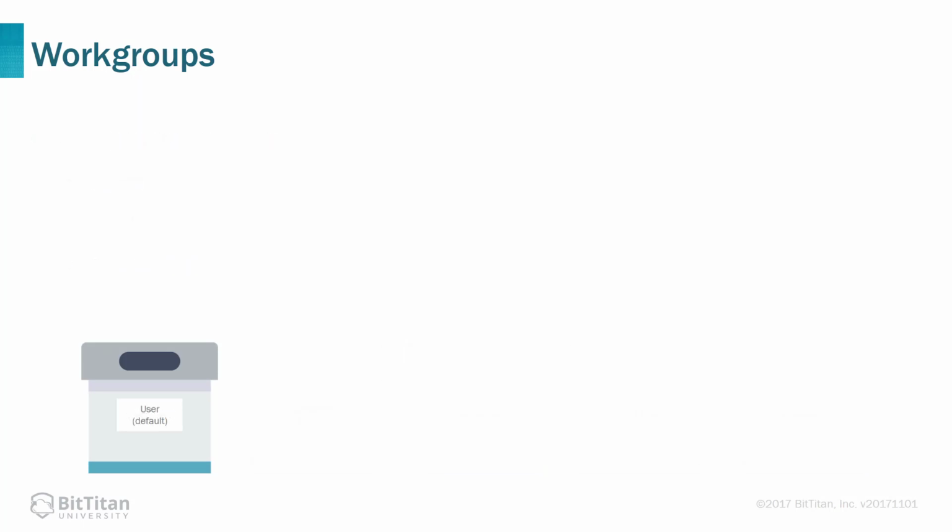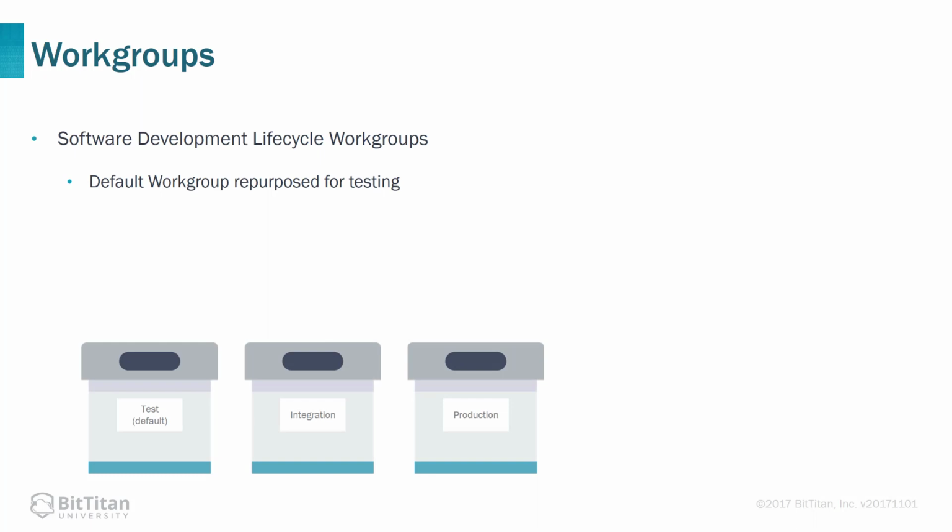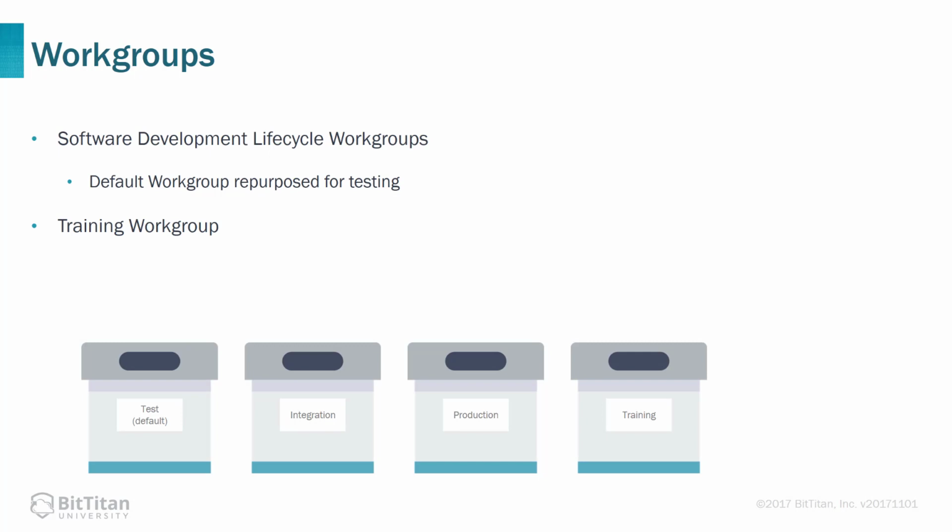Every user who registers for MSPComplete is given a default workgroup that matches their username. One common workgroup configuration can be like a software development lifecycle, where the default workgroup is used for testing and separate workgroups are created for integration and production. As you work your way through BitTitan University courses, you might also want to create a workgroup for training.